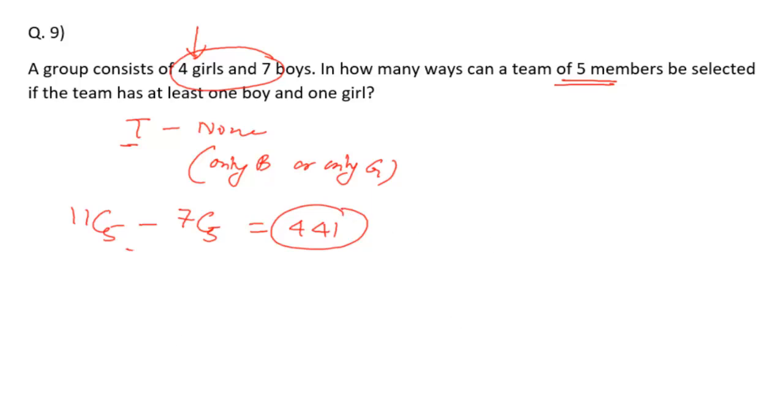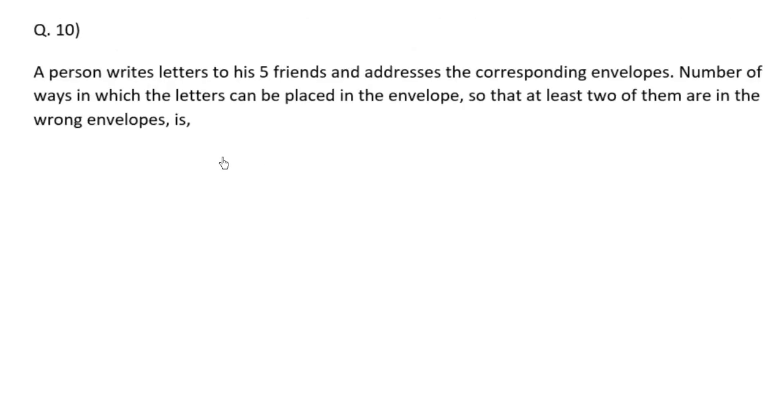Now let's take the last question, that is the 10th question. The 10th question says that a person writes a letter to his 5 friends and addresses the corresponding envelopes. Find the number of ways wherein the letters can be placed in the envelopes so that at least 2 of them are in the wrong envelope. Now the number of ways wherein each letter goes into its correspondingly right envelope is 1, right? Because each letter will go to its corresponding envelope, so there is no variation for it. There is only one way wherein each letter goes into the right envelope.